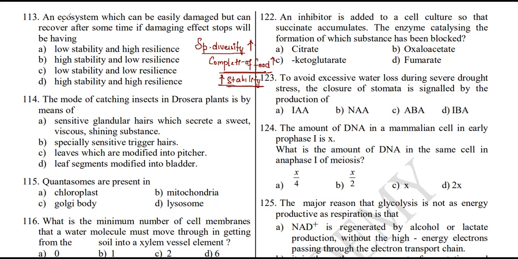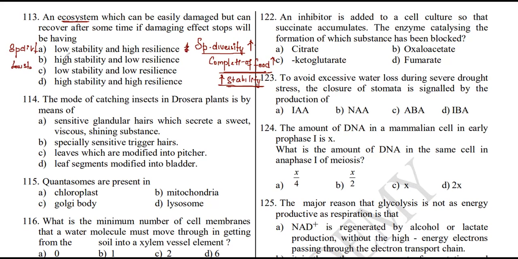But if an ecosystem is damaged, what exactly happens? Species diversity becomes less. So if species diversity becomes less, what exactly happens? Then the stability becomes less, or there's going to be low stability. Okay, yes, we know now there's going to be low stability. So the answer can be A or C. Let's see which is going to be the correct answer.